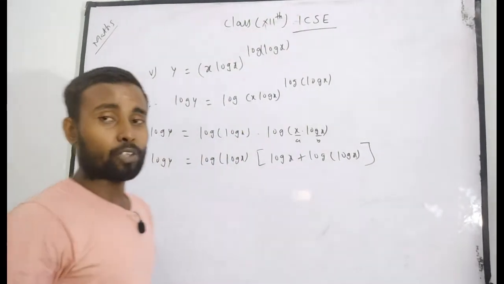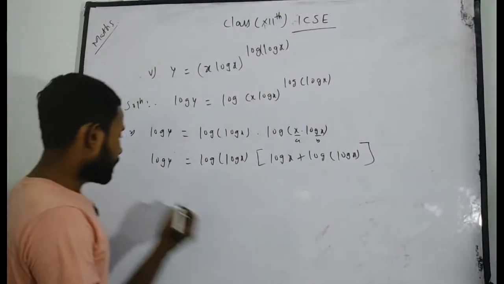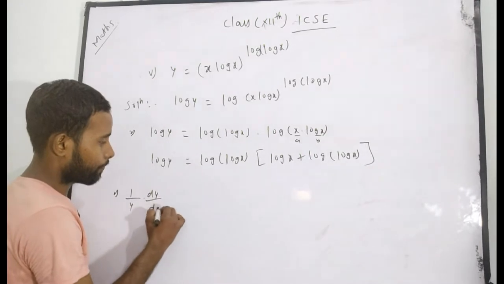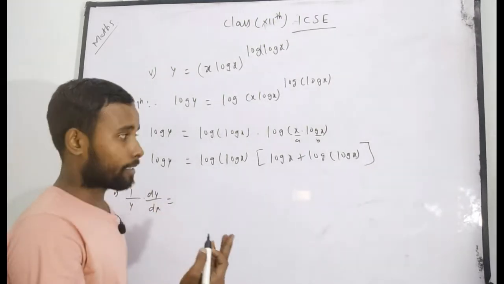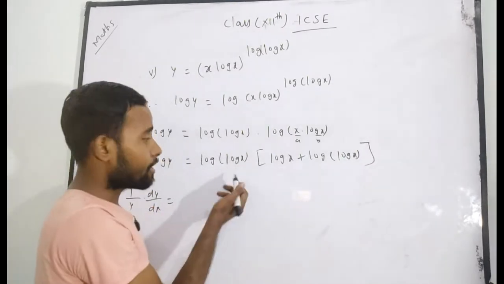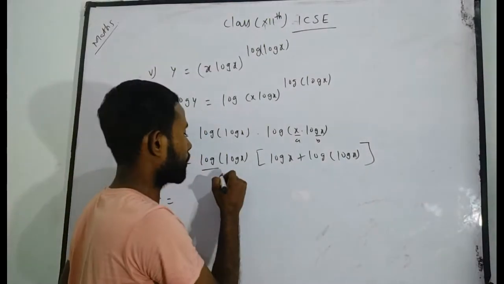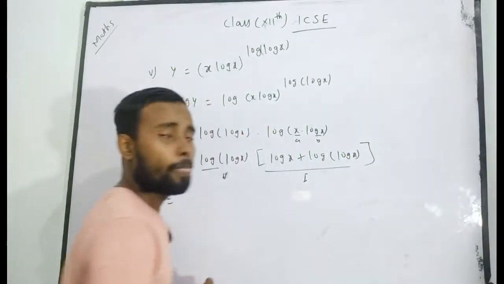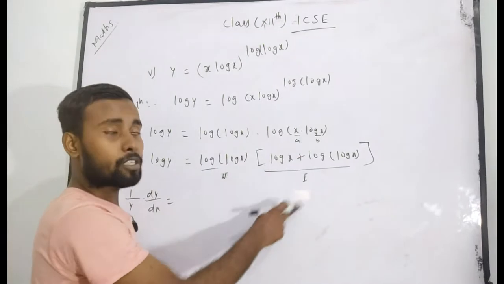Now you have to differentiate on both sides. If you differentiate the LHS, you will definitely get 1 upon y into dy/dx. On the right side, I want to write directly: what is this? This is a product of two functions. This is your first function, this is your second function.